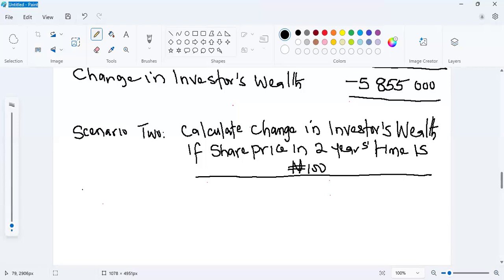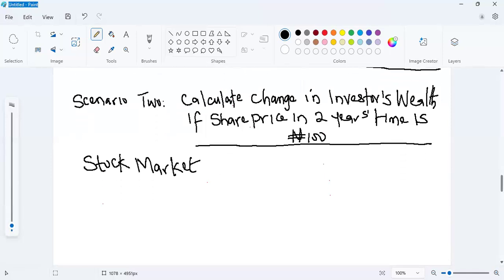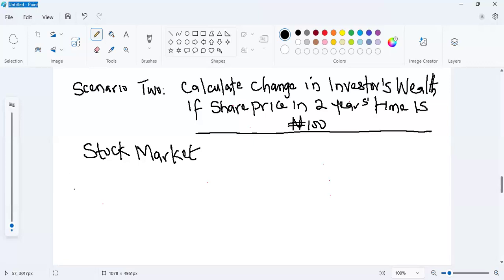Again, remember you have two markets involved. You have the stock market where investors can buy and sell shares. Then we have the option market that can be used as a hedging market.